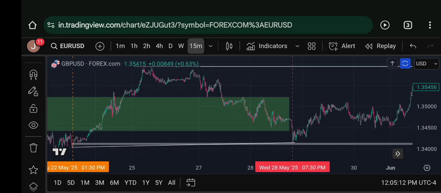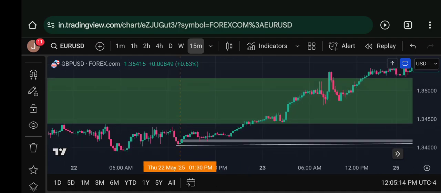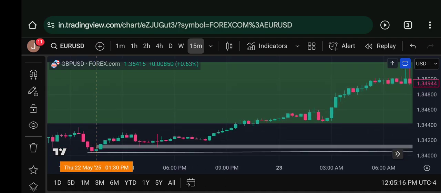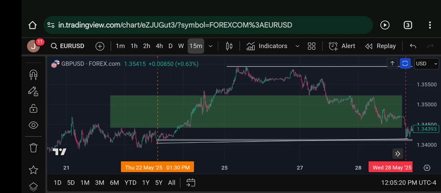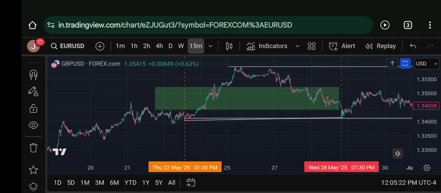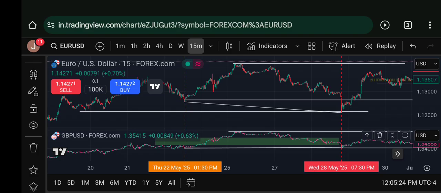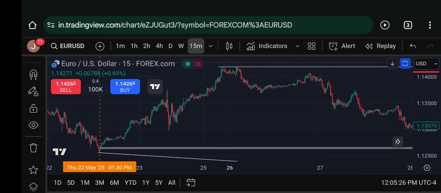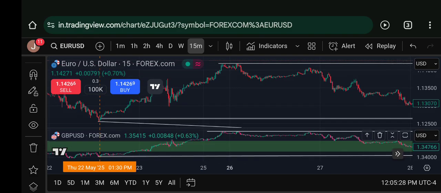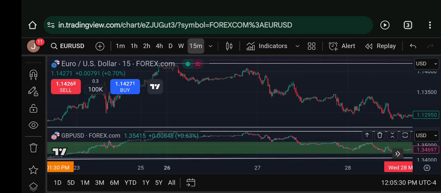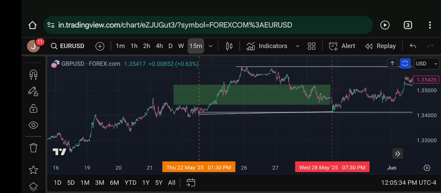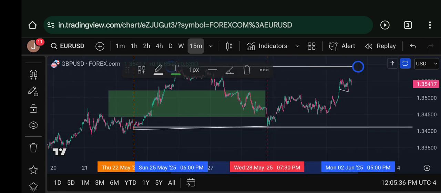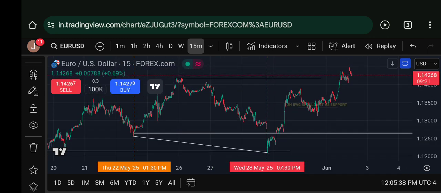We can see that here price entered into this bullish fair value gap. It respected it, whereas that fair value gap got disrespected here. We can see that. So this was the confluence. If price respects this bullish fair value gap, where will it go? It will definitely move to this buy side liquidity. So this would be my trade guys.